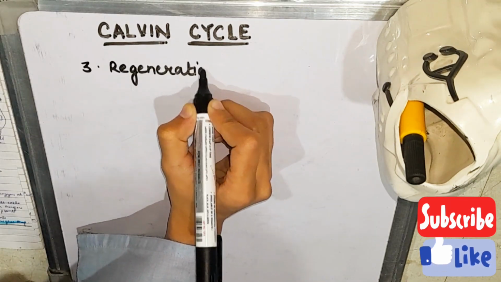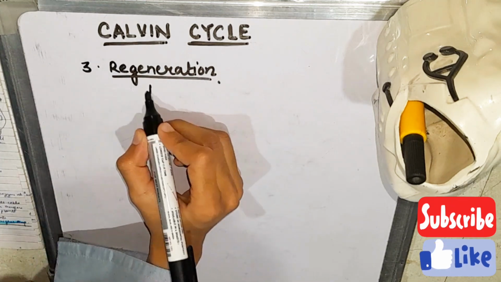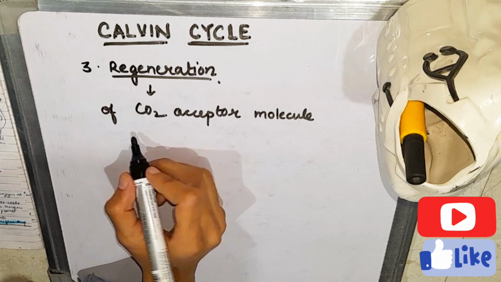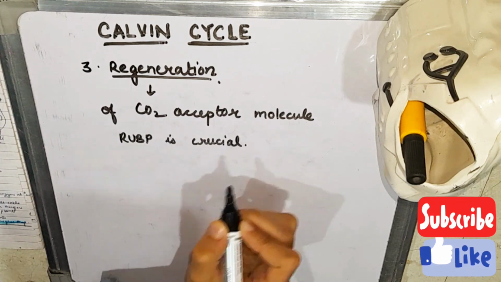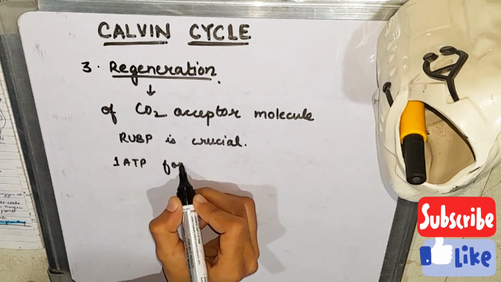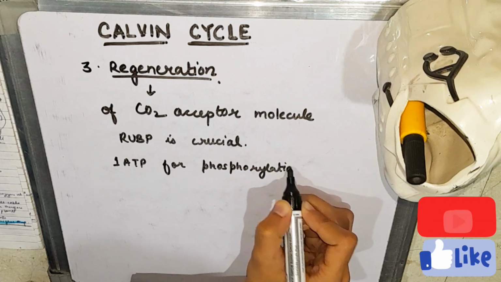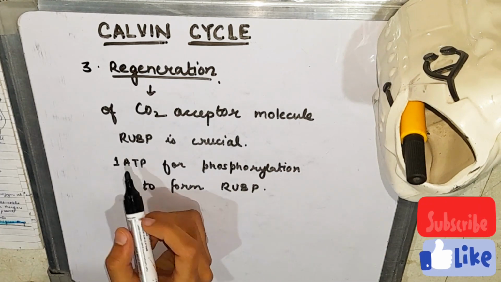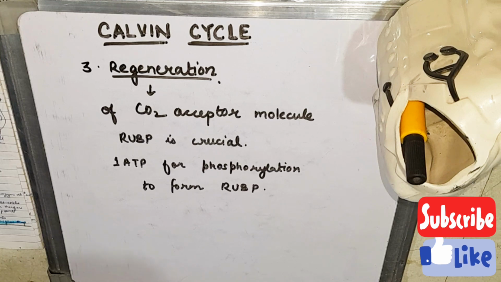Now the third step of Calvin cycle is regeneration. Here the carbon dioxide acceptor molecule is RuBP, which is the most crucial, and 1 ATP is utilized here also for phosphorylation to form RuBP. This is the byproduct.